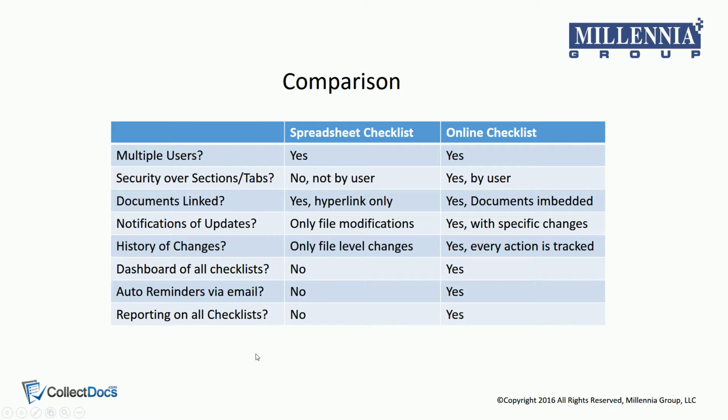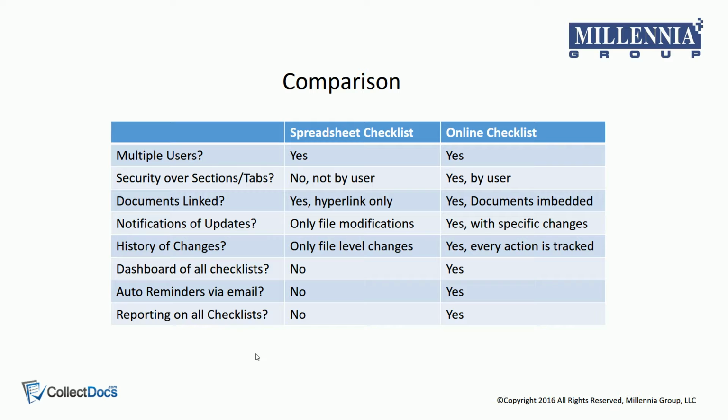Just to show a quick comparison of spreadsheet checklists versus online checklists, you have multiple user capabilities in both types of checklists, and that can be done on a spreadsheet via email, saving it on a network drive, or even in the cloud. Multiple users are certainly possible on an online checklist, just with user rights. Security over sections and tabs and items in a checklist is not easily accomplished in a spreadsheet, if at all. However, with an online checklist, you can set security by user and down to even specific items.